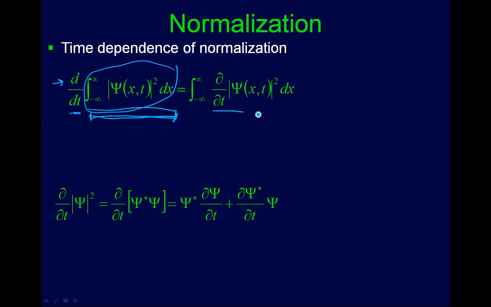Now when the derivative comes inside, we're attacking it directly onto the absolute square of the wave function, so it has to become a partial derivative. We treat it very similar to a regular derivative, just assuming that x is a constant. The definition of the absolute square is psi star times psi. If I do a product rule, I get psi star times the derivative of psi with respect to t, plus the derivative of psi star with respect to t times psi. So we're going to work with this piece and then plug it back into that integral.